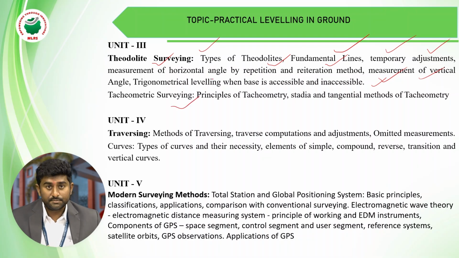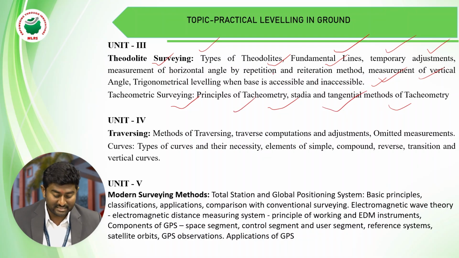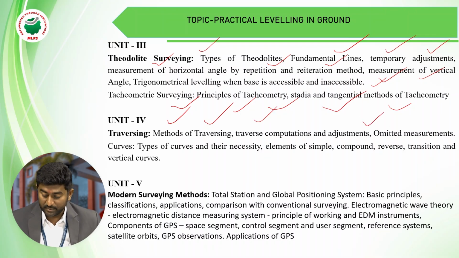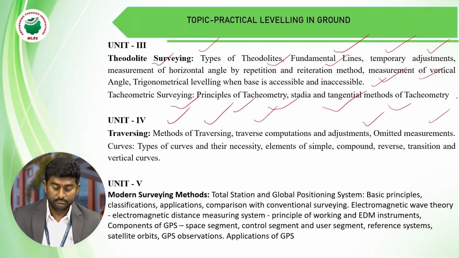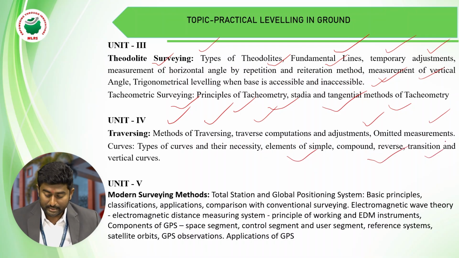Next, tachyometric principles and tachyometric surveying, used for horizontal distances, with the additive and multiplying constants in the survey. Next, coming to unit 4, traversing. Let us go through the first concept of traversing: method of traversing, traverse computations, adjustments and omitted measurements, and curves. Next, coming to the elements of simple and compound, reverse and transition curves.